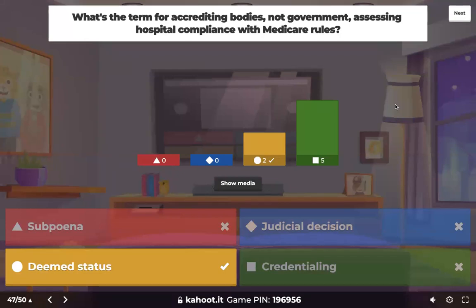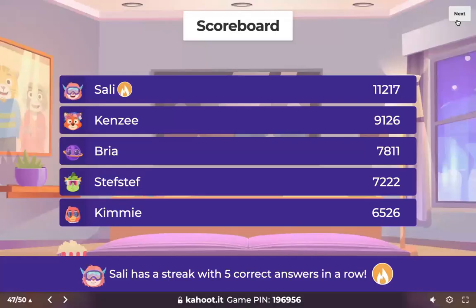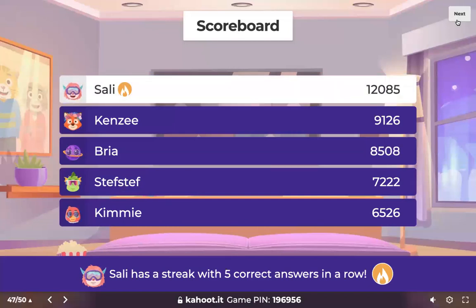They have deemed status, and that is just a definition in the textbook. When you have deemed status, that means that you're able to assess hospital compliance with Medicare rules. They're like contractors for that. So you definitely want to know that term if you didn't know that. Credentialing is for submitting insurance, right? It's not for compliance. That's just to be able to get money, insurance reimbursement, right? So that's a completely different term there.